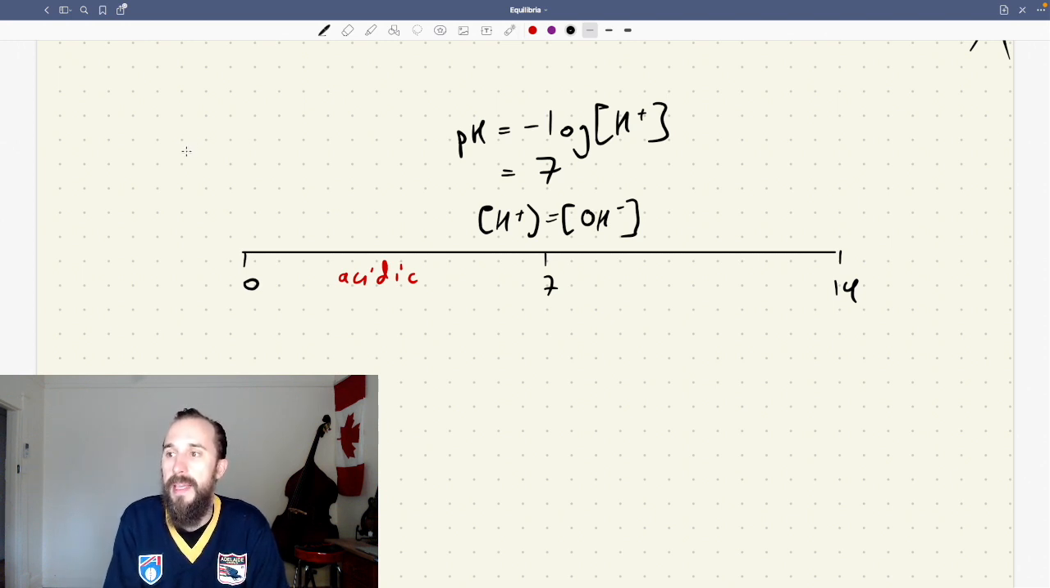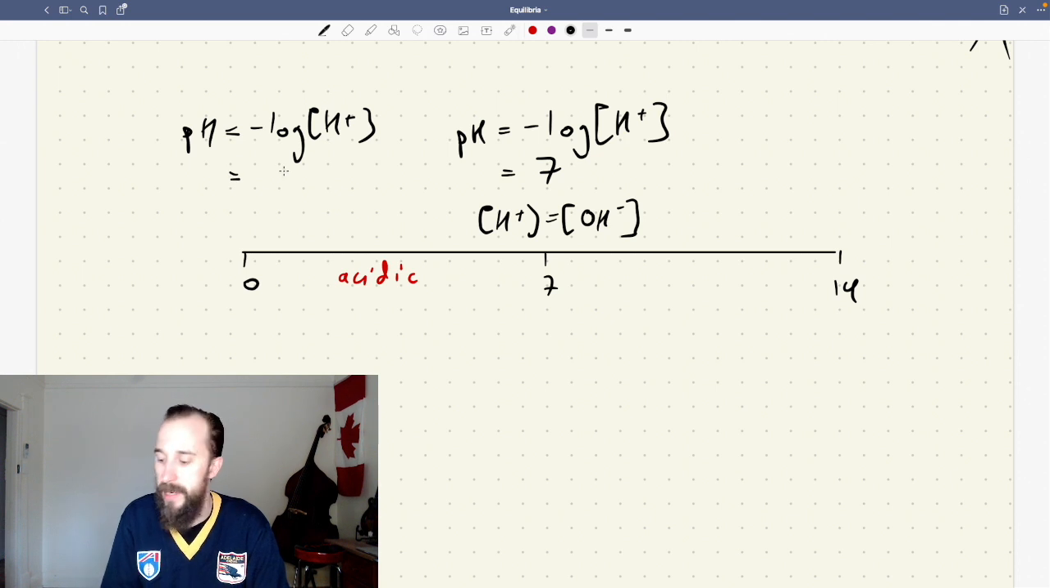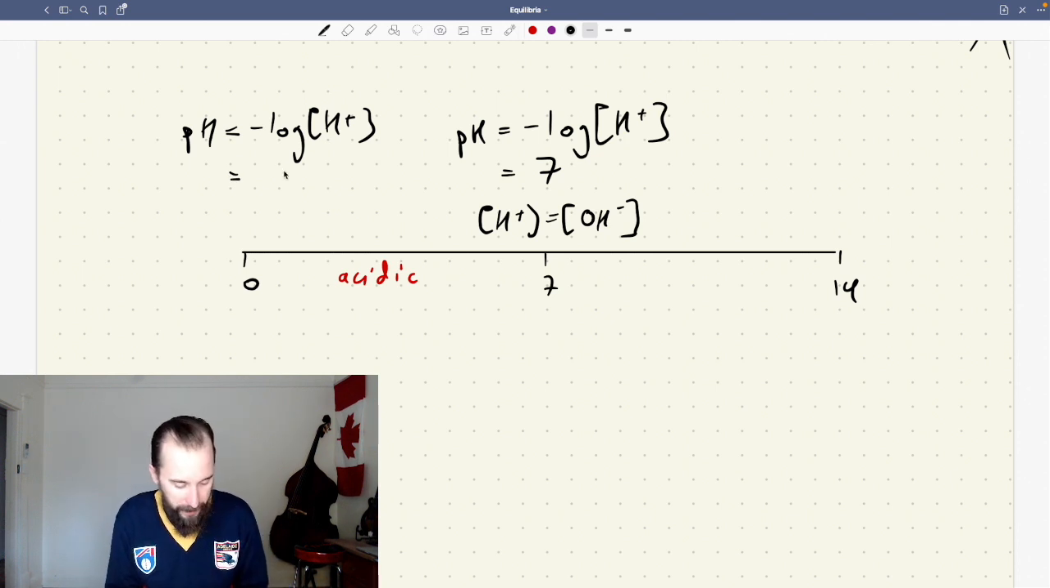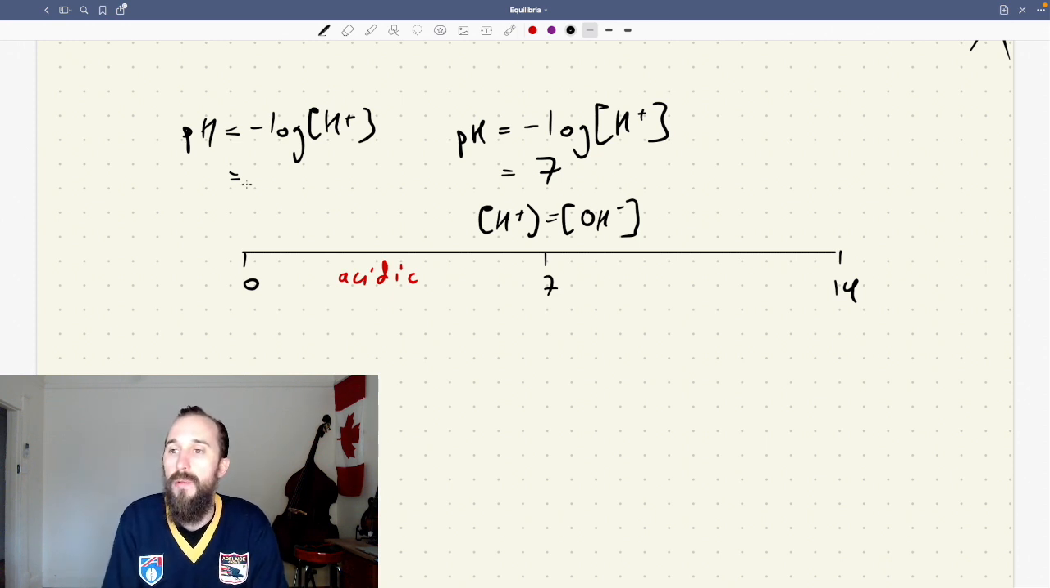Let's go down here and calculate the value of that. So minus log of H plus, if we say that's 1 mole per decimeter cubed, again, grab your calculator, don't take my word for it. You get the minus log of 1, you're going to end up with 0. So that's incredibly acidic, 1 mole per decimeter cubed.